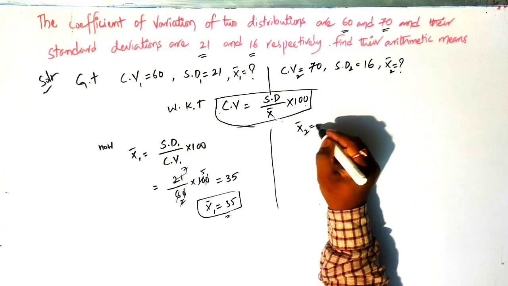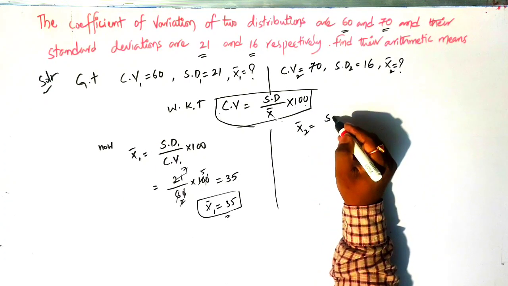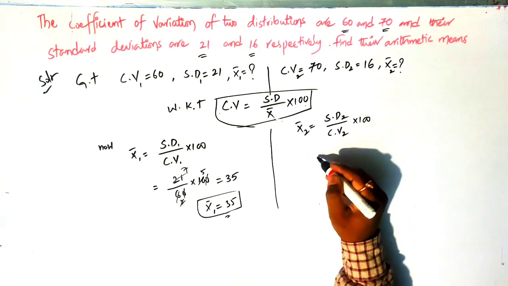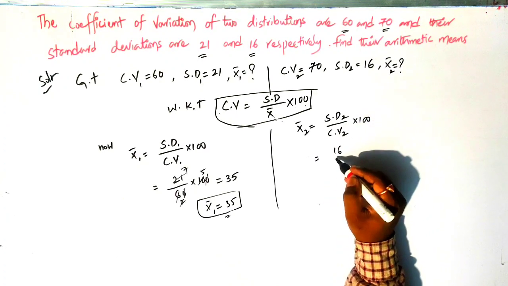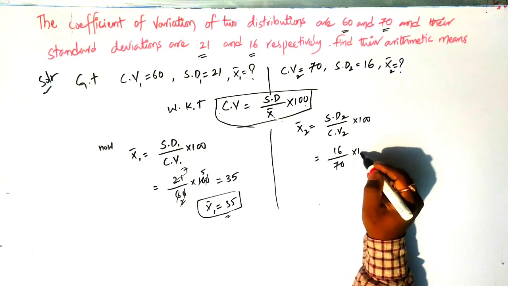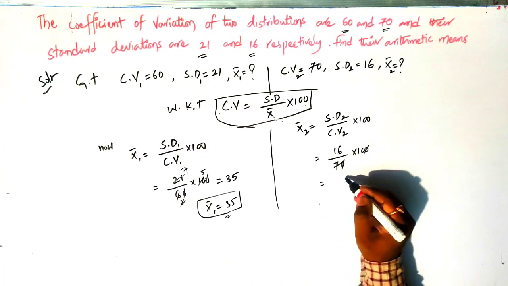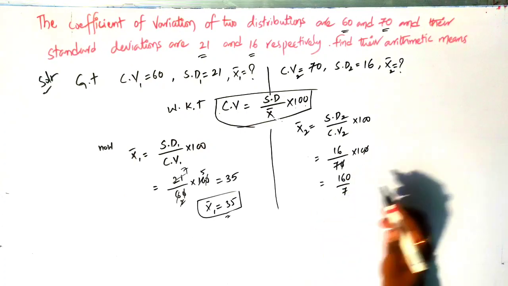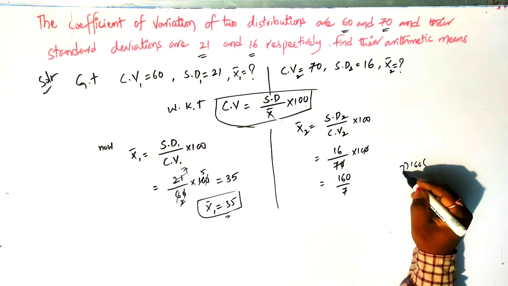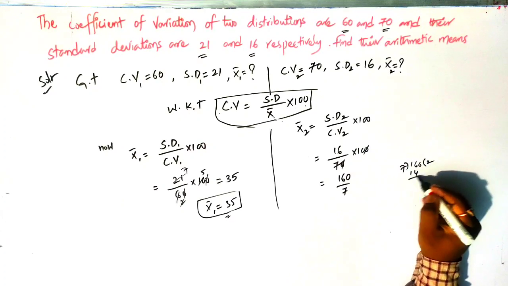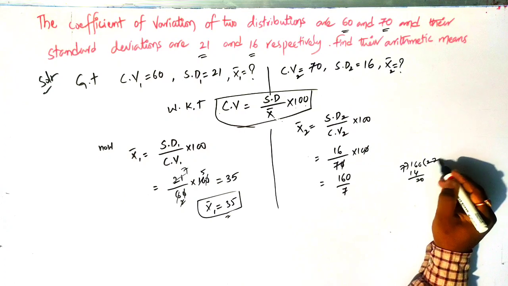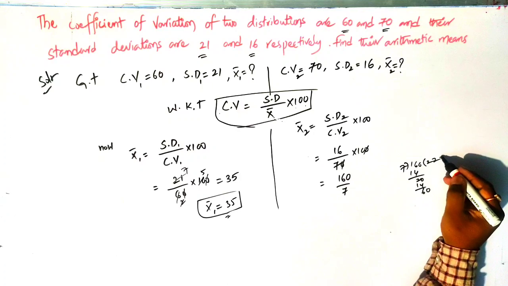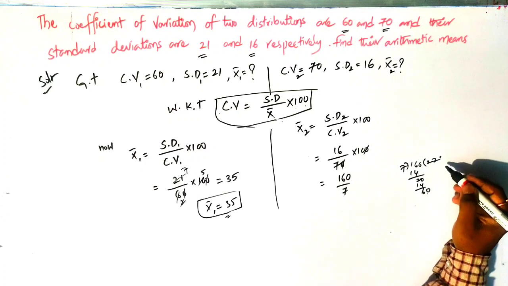Next, x2 bar is equal to SD2 divided by CV2 into 100. SD2 is 16 divided by CV2 70 into 100. So 0 gets cancelled, we get 160 divided by 7. 160 divided by 7. 7 2s are 14, 20. 7 2s are 14 again. We put the decimal point here and take 0.